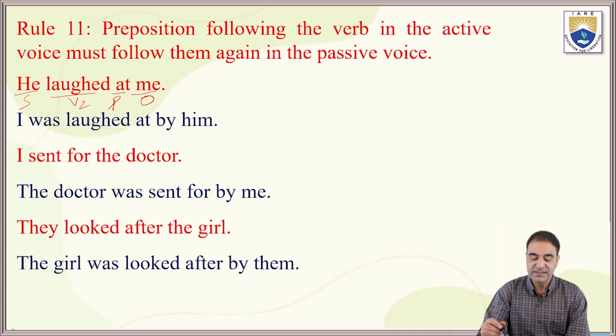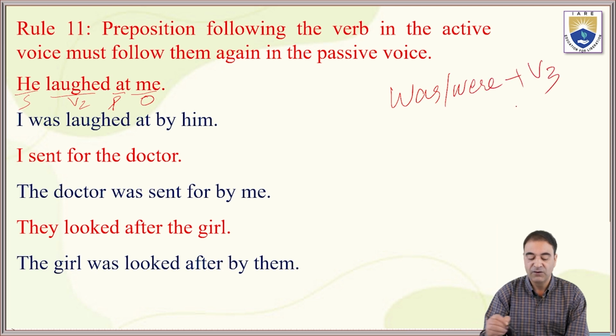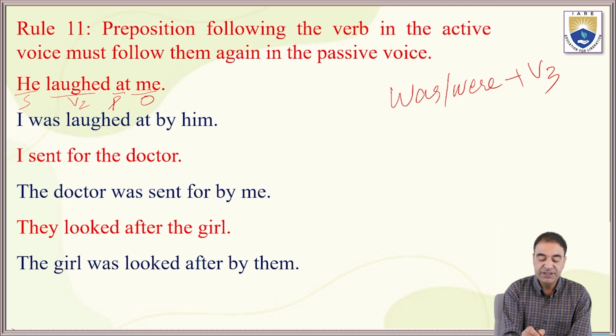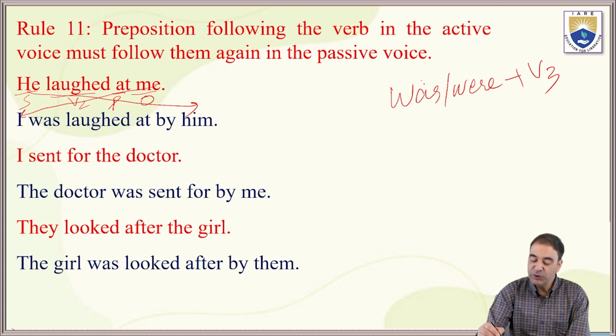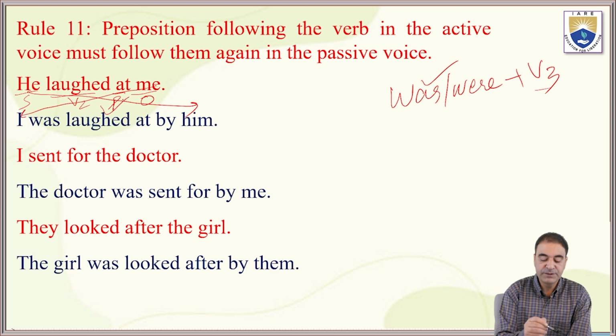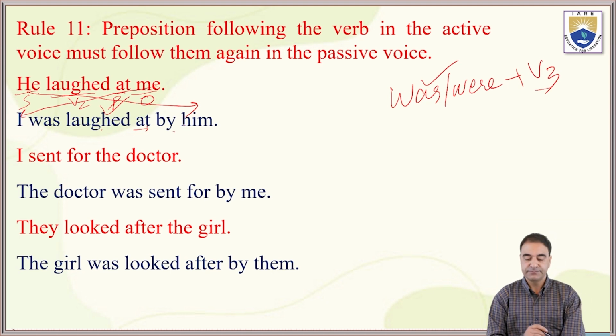Now again, this is simple past tense. Simple past tense will change into was, were, plus verb in third form. Me, the object, will come at the place of the subject. He, the subject, will come at the place of the object. Now "me" will change into "I," and with "I" we use "was." "I was," then the verb in third form, "looked," and "at." Don't forget this "at." It will follow the verb in the passive voice. Like here: "I was looked at by him." "He" will change into "him."